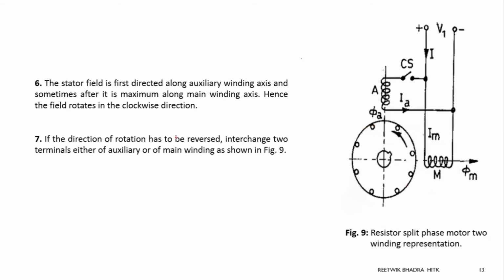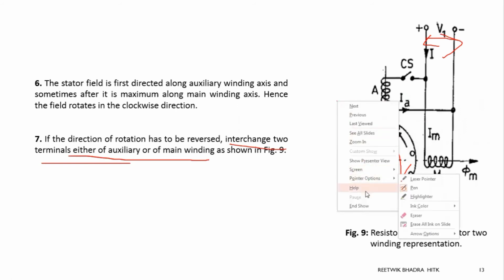This is the point written here: how to change the direction of rotation. You can interchange the terminals of either the auxiliary or the main winding, keeping the other the same. Don't change both, because, as in a DC motor, if you change both field and armature terminals at the same time, it will rotate in the same direction. So interchange any one set of terminals, either of the auxiliary or main winding. Take care of that.